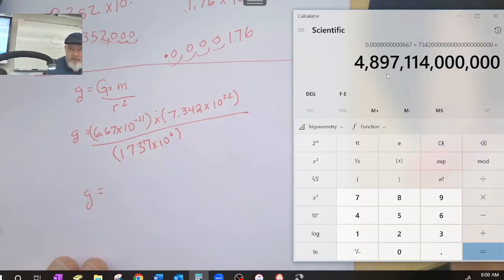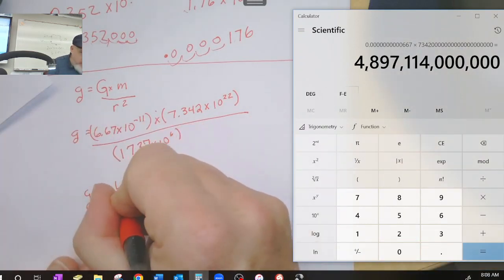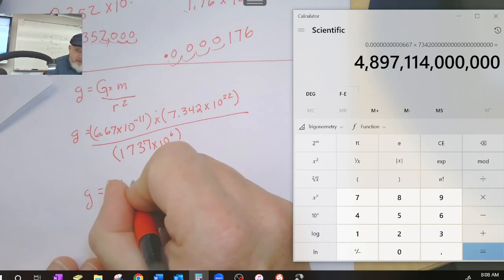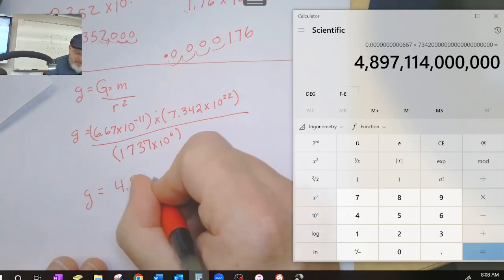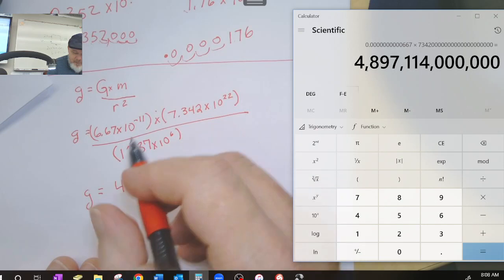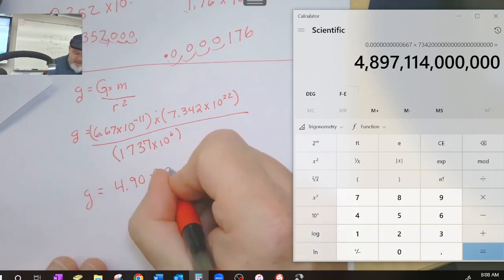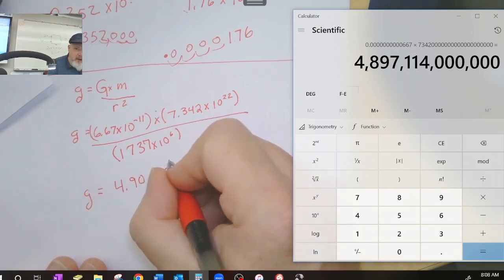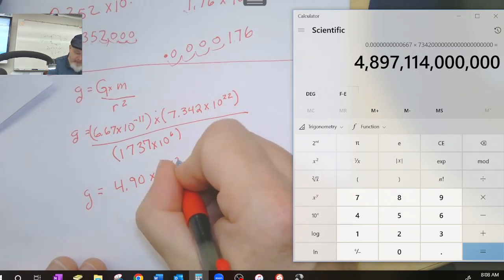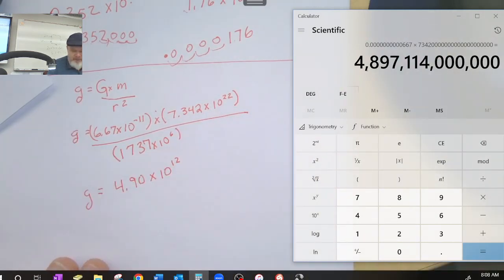So basically what you're doing is you're going to move the decimal point over 3, 6, 9, 12. That will come to 4 point, and I'm just going to round off 4.89 to 4.9. I'm going to round that up, okay? Times 10 to the 12th power, because I moved the decimal point over 12 times.